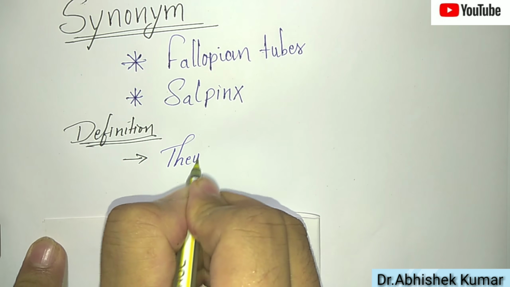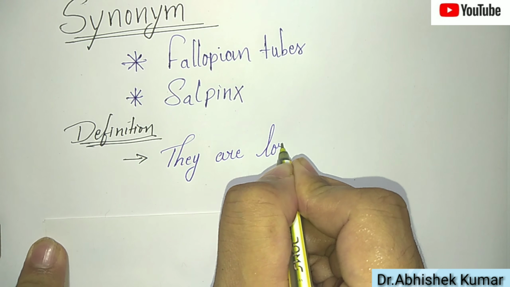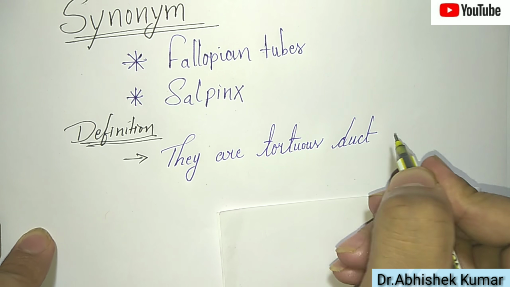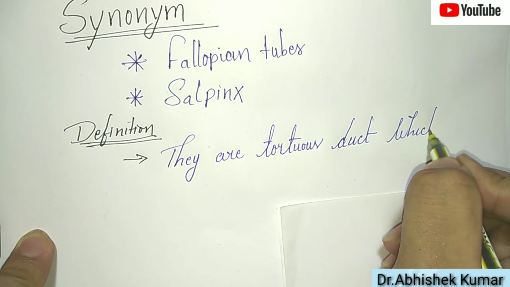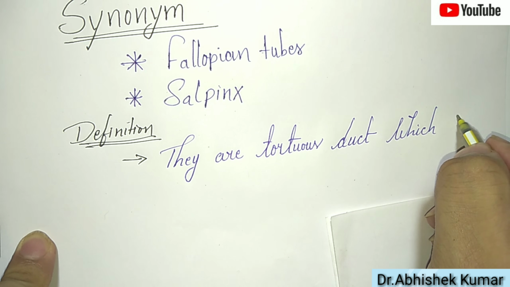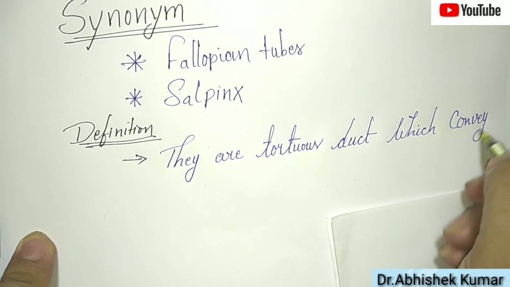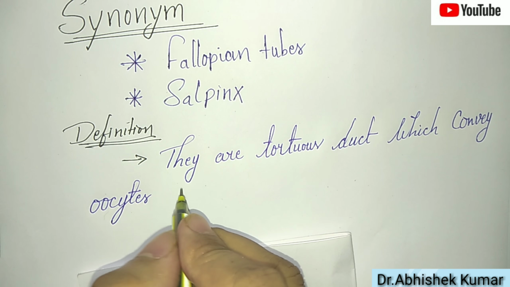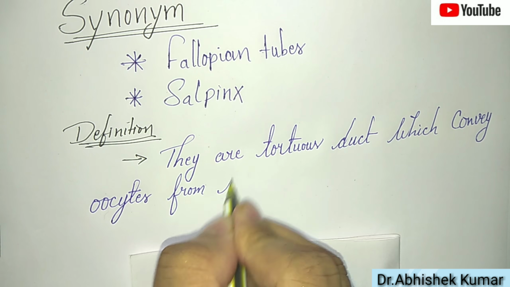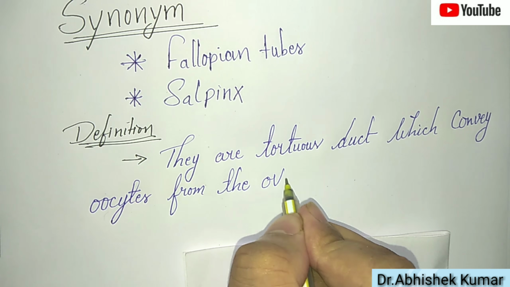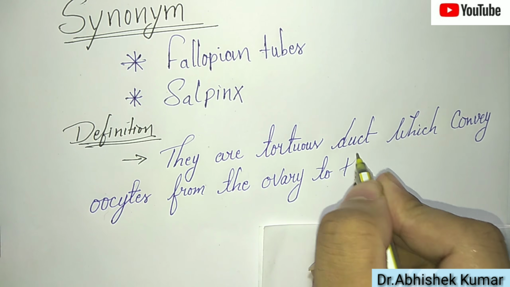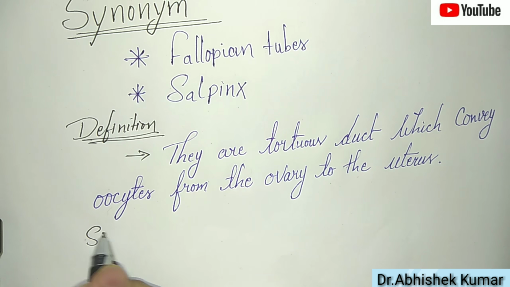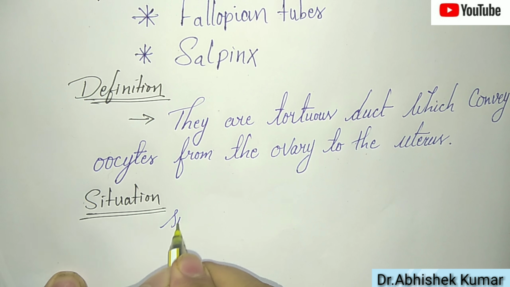Now come to the definition of the uterine tube. Anatomically we say they are a tortuous duct which conveys oocytes from the ovary to the uterus. Generally the spermatozoa introduced into the vagina pass up into the uterus and from there into the uterine tube. Fertilization usually takes place in the lateral part of the uterine tube.